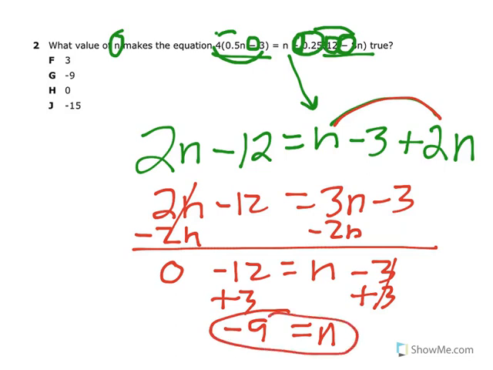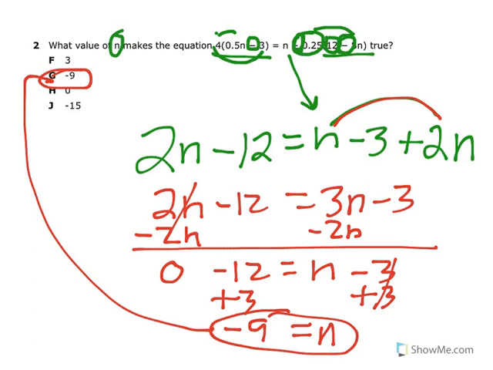So there's your answer there. And that corresponds with G right there, negative 9. It's always nice when the answer you get happens to be one of the answer choices. When you're doing a gridable, you have to say, well, I sure hope it's right, and then fill in the grid.